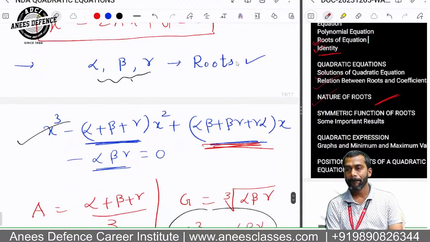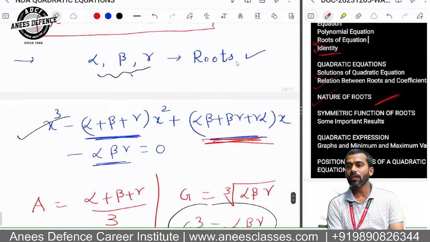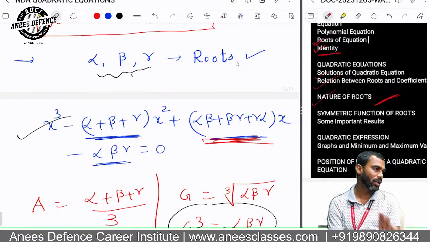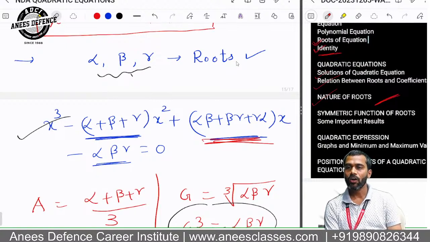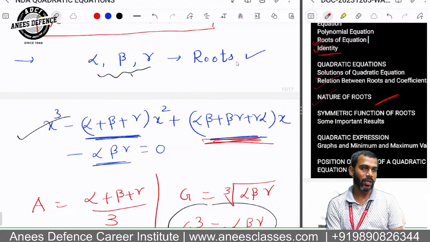Tell me, relation between roots and coefficients and how to find out the equation, how to find out the roots. Now we'll talk about the nature of roots and then we'll start solving questions.